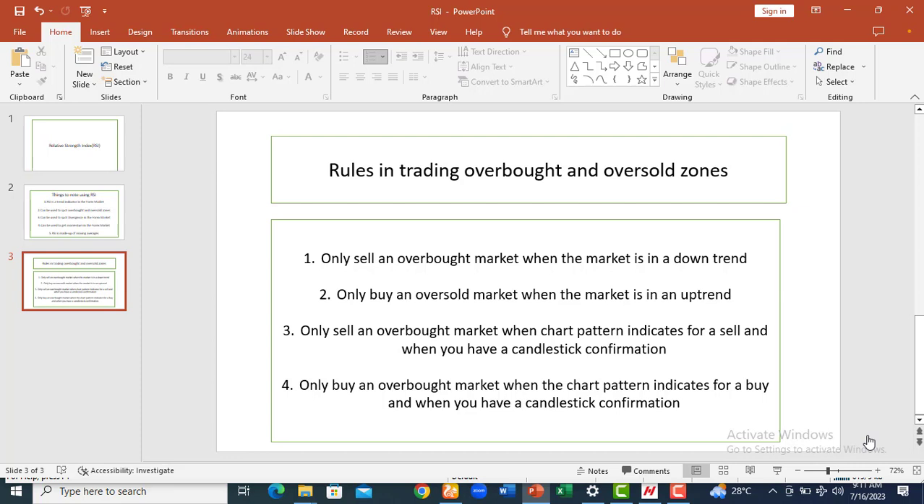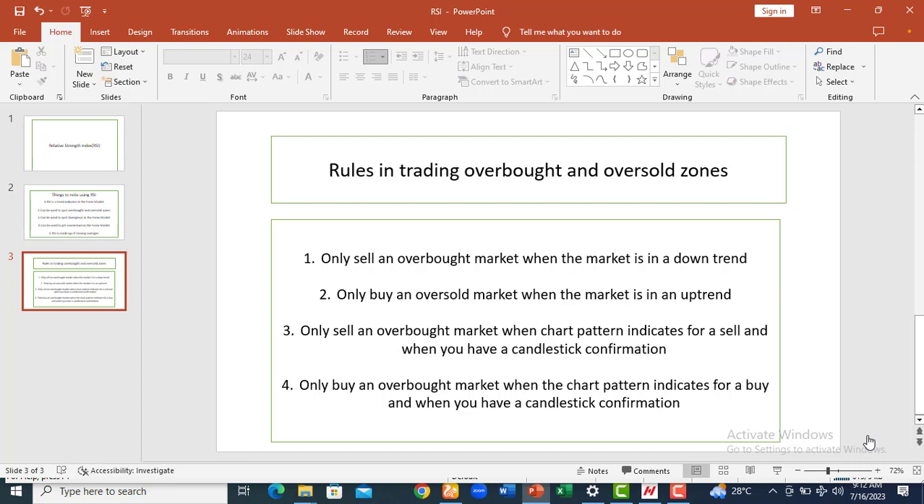Only sell an overbought market when chart patterns indicate for a sell and when you have a candlestick confirmation. These are the rules I'm trying to give us. So what is he trying to tell us? That a market is overbought. That does not mean you should just go. Even though the market is in a downtrend, that does not mean you should just go start selling.